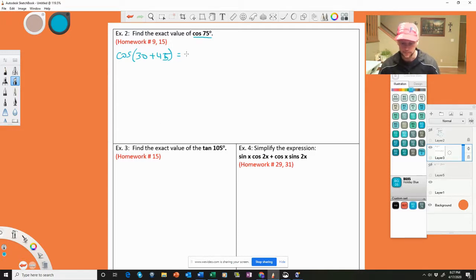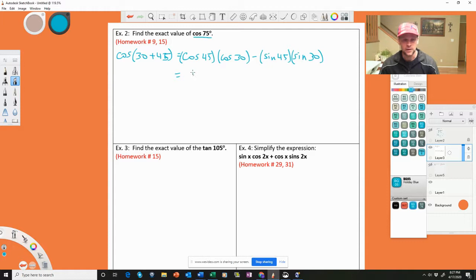It's going to be the cosine of 45 times the cosine of 30 minus the sine of 45 times the sine of 30. Hope that's what you got.